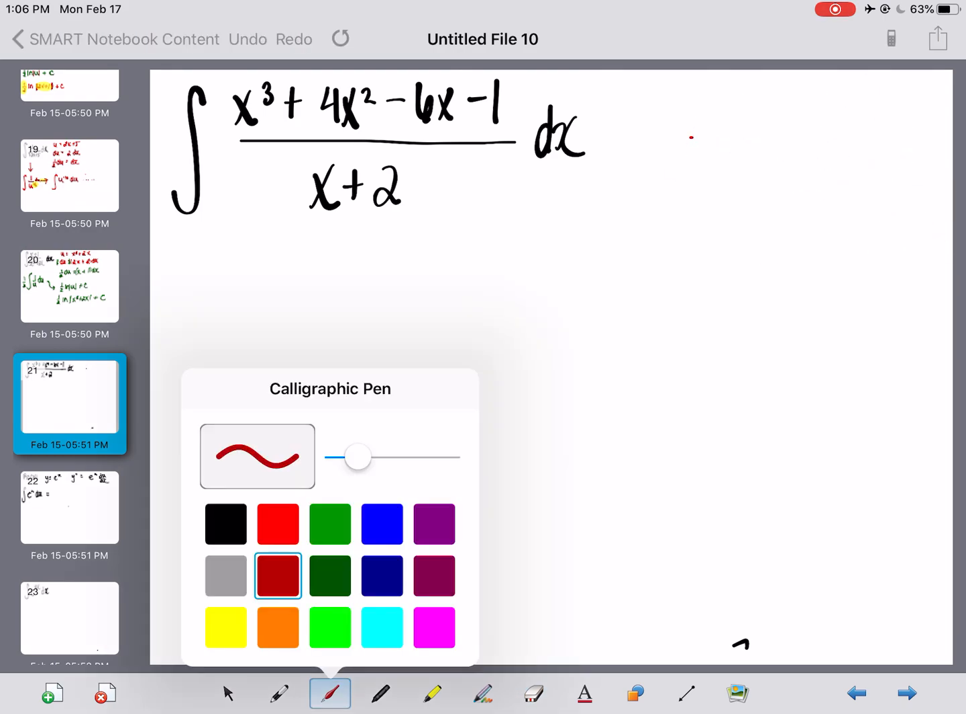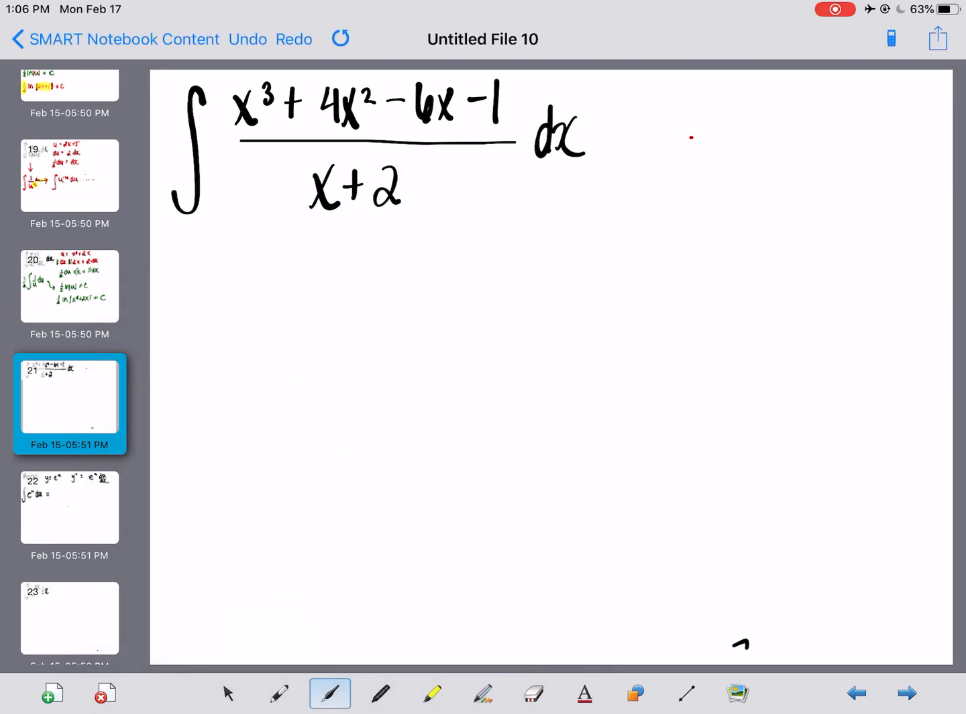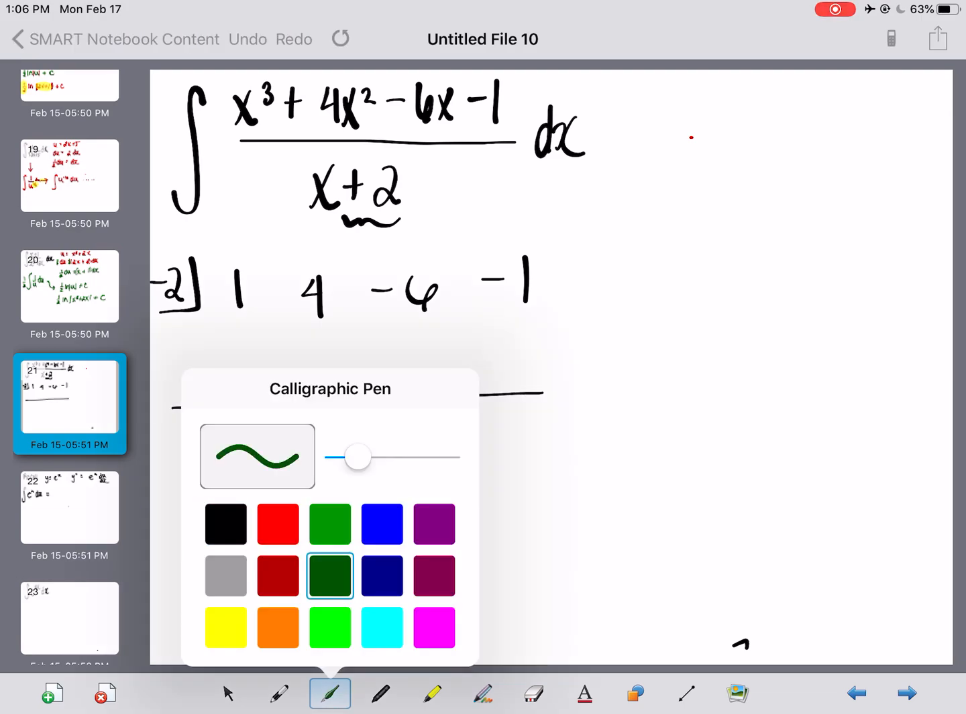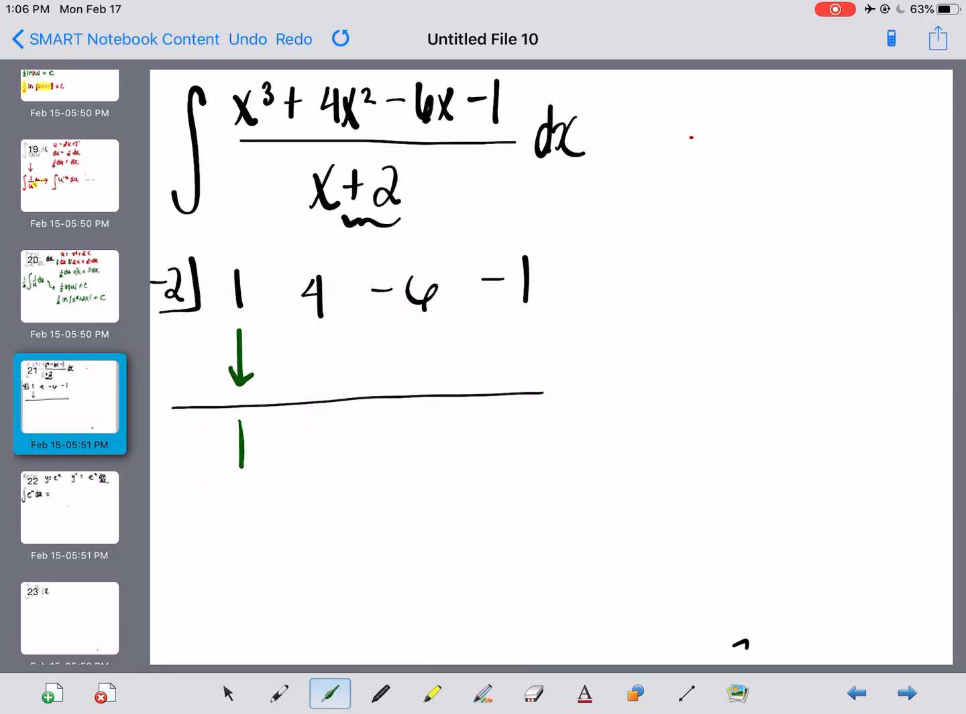So recall that dividing, the easiest method when your coefficient over here is 1, is going to be synthetic division. So to set this up, we have negative 2, it's the opposite of this value. The leading coefficient of your polynomial, so 1, 4, negative 6, and negative 1. Set your bar up and begin. Bring down the first value, you get 1.